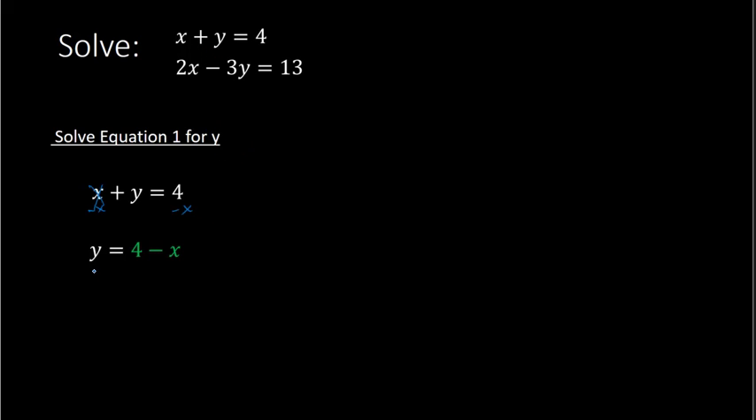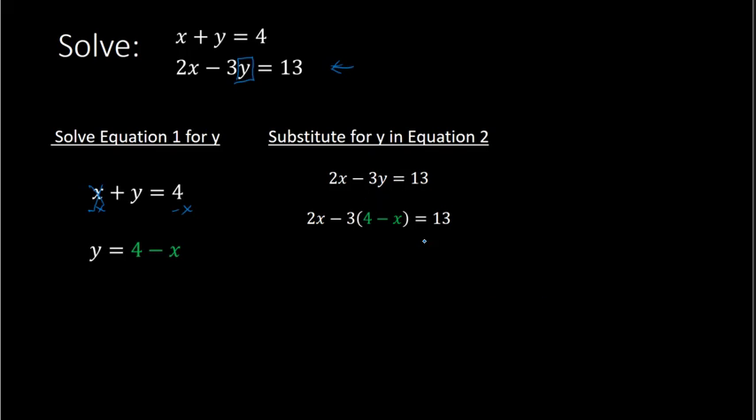Step two is I take this new answer, the equation I solved for, and substitute it in place of that variable in equation 2. So we see here equation 2, and we solved for y. We can replace that y with what we got, 4 minus x. So instead of 2x minus 3y equals 13, we now have 2x minus 3 times (4 minus x) equals 13.